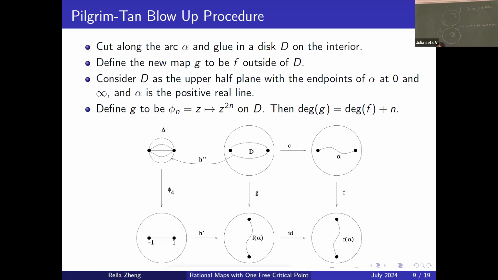One way to describe that is if you consider the disk itself in the upper half plane model, where the arc alpha is going to be the real line after doing the cut. And you consider the map z maps to z to the 2n, and that's going to be a degree n cover of the entire sphere. So you basically look at the endpoints of alpha and you cover the entire sphere like that. Any questions about this?